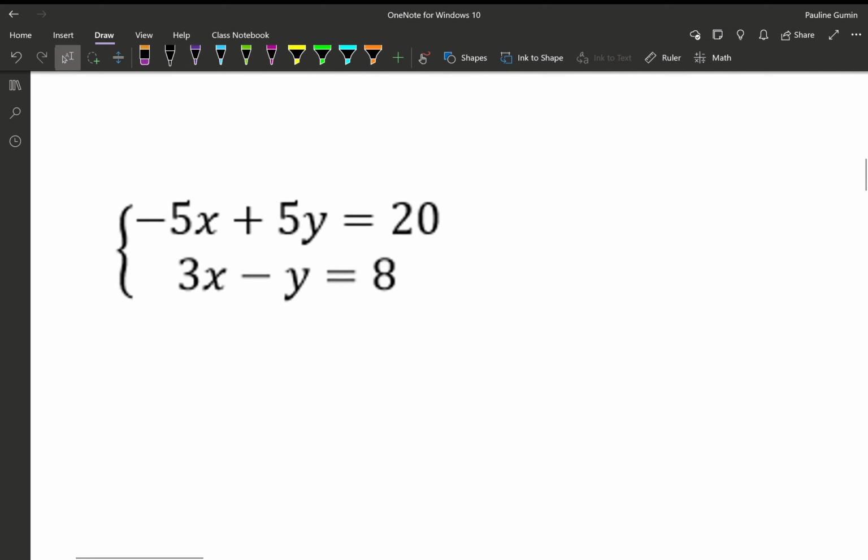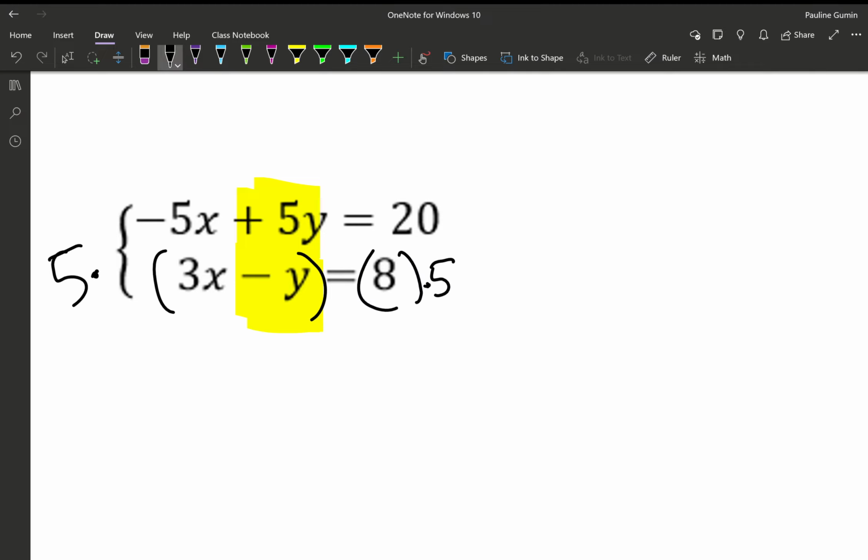Check out this system. Do you see any exact opposites? I don't. Let's make the y's opposite. We could choose the x's, but I feel like doing the y's again. Okay, so one of them has a positive 5y, the other one has a negative 1y. We can take that negative 1 and turn it into 5 by multiplying. Oh, I didn't mean to choose purple. Let's do the black marker. There we go. By multiplying this bottom equation by 5.